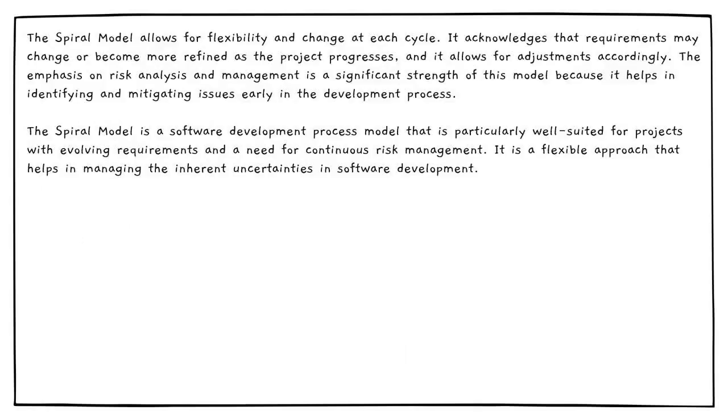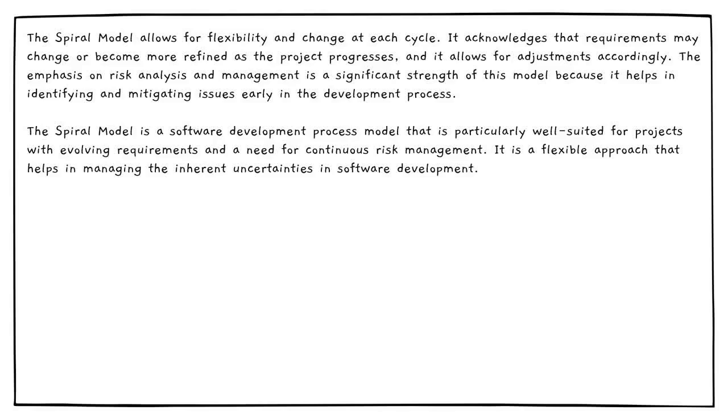The spiral model allows for flexibility and change at each cycle. It acknowledges that requirements may change or become more refined as the project progresses, and it allows for adjustments accordingly. The emphasis on risk analysis and management is a significant strength of this model because it helps in identifying and mitigating issues early in the development process.